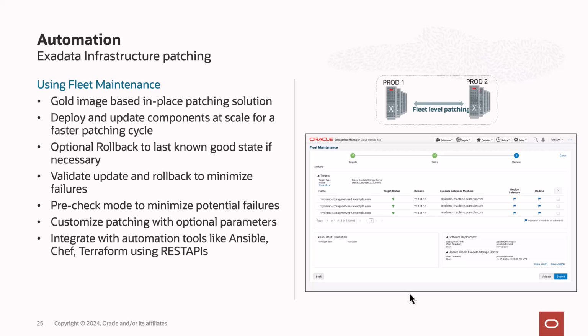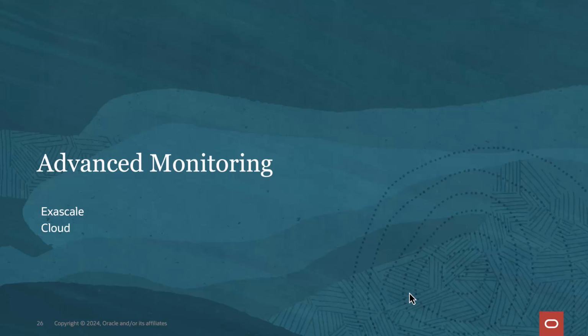If there are errors, then it's possible to roll back to the last known good state, fix the problem, and proceed. There are validation possibilities for both update and rollback. There are also pre-checks to minimize potential errors so they can be found and fixed before starting the upgrade process. It is possible to customize the upgrade both with optional parameters and pre- and post-upgrade steps. And it can be integrated with automation tools as well. Additional minor features for advanced monitoring are also available in the pack.